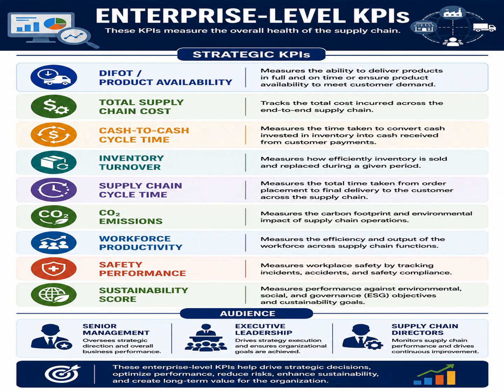Enterprise-level KPIs enable organizations to evaluate how well the end-to-end supply chain supports corporate objectives, creates customer value, and delivers sustainable financial performance. Key enterprise-level KPIs include DIFOT, delivery in full on time, or product availability, total supply chain cost, cash-to-cash cycle time, inventory turnover, supply chain cycle time, CO2 emissions, workforce productivity, safety performance, and sustainability score.